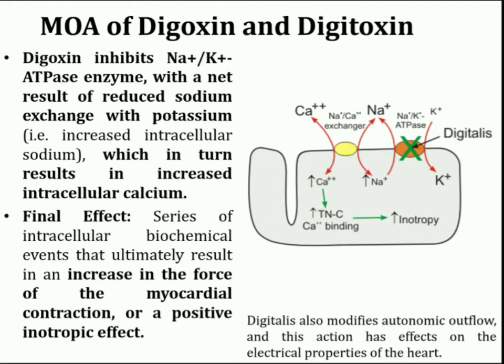Elevated intracellular calcium concentration triggers a series of intracellular biochemical events that ultimately results in an increase in force of contraction in myocardial cells, or a positive inotropic effect. So digoxin and digitoxin increase the force of contraction of the heart, a positive inotropic action which underlies their use in some cases of heart failure.